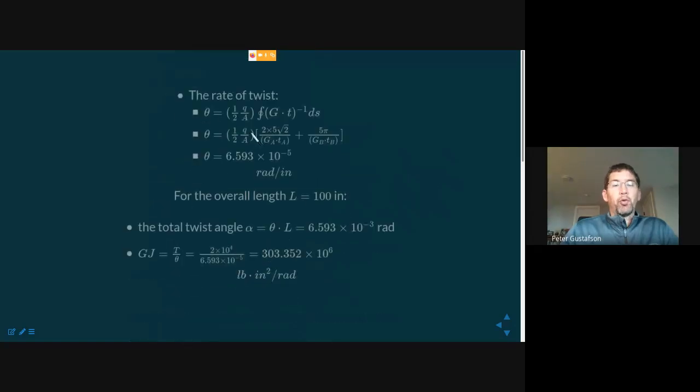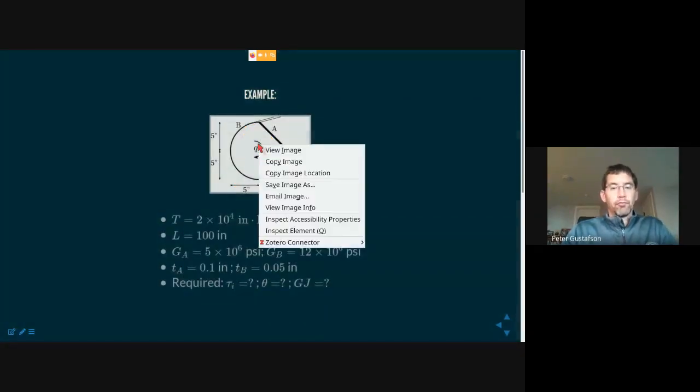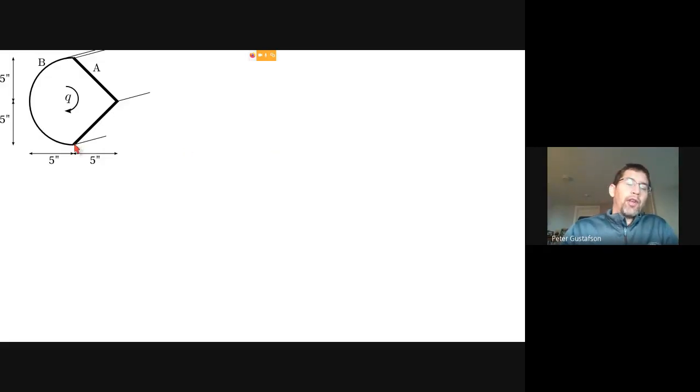Okay, the rate of twist is this calculation. We've seen it now. 1/2 q over A, the integral of the inverse of G t around the circumference. Now we have to recognize that this integral is a closed integral, but it is a piecewise integral for this cross section, the integral of 1 over G t ds. So G and t are constant from here to here and from here to here, but then change. So we can split this up into two integrals.